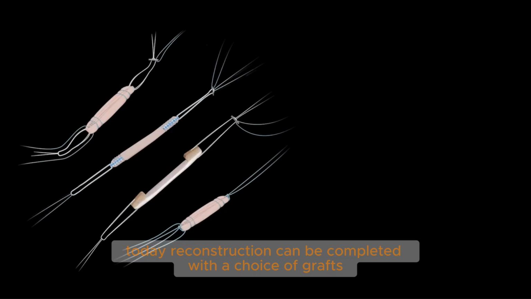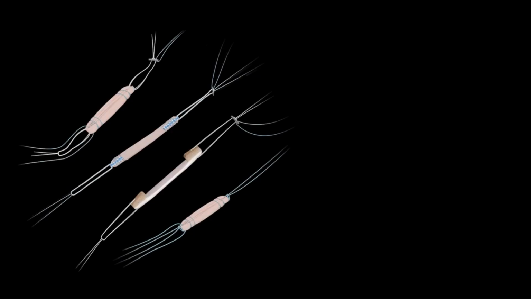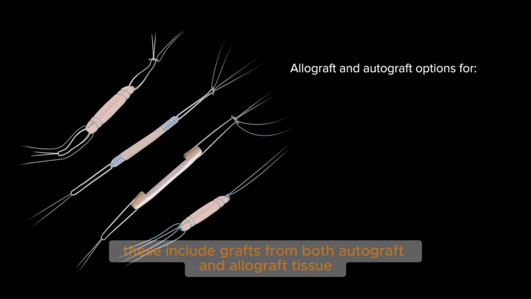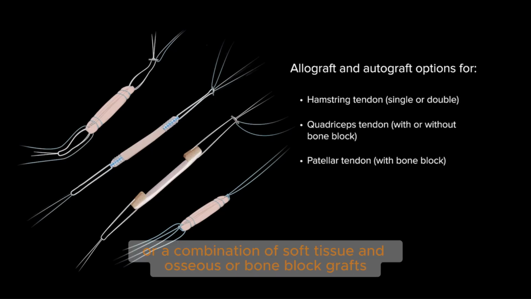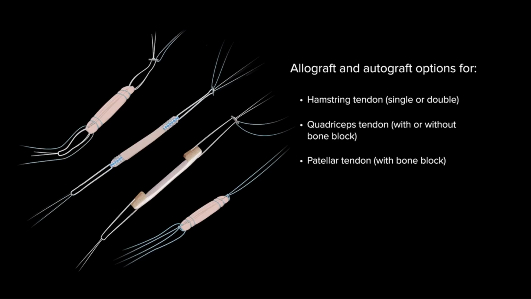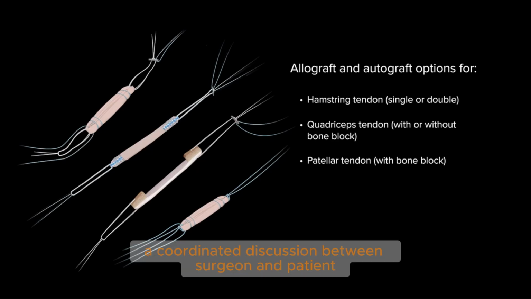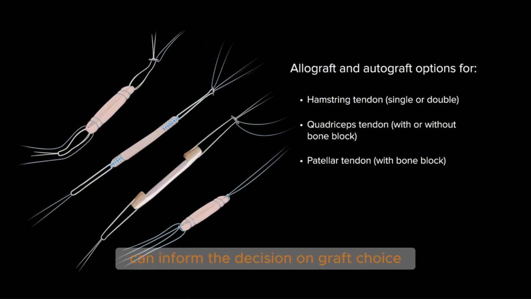Today, reconstruction can be completed with a choice of grafts. These include grafts from both autograft and allograft tissue, all soft tissue grafts, or a combination of soft tissue and osseous or bone block grafts. A coordinated discussion between surgeon and patient can inform the decision on graft choice.